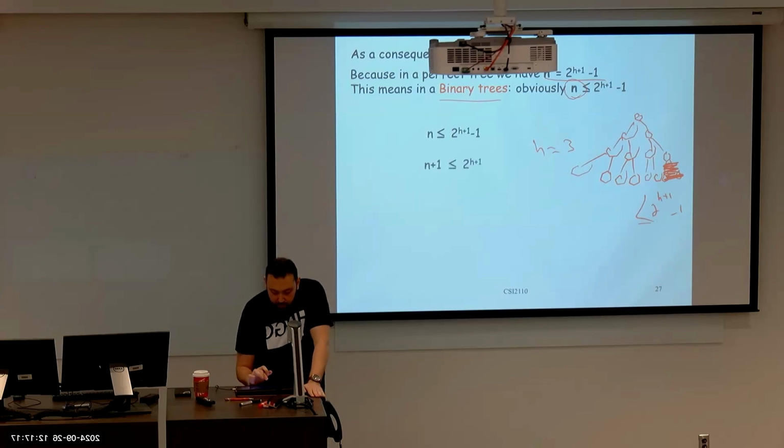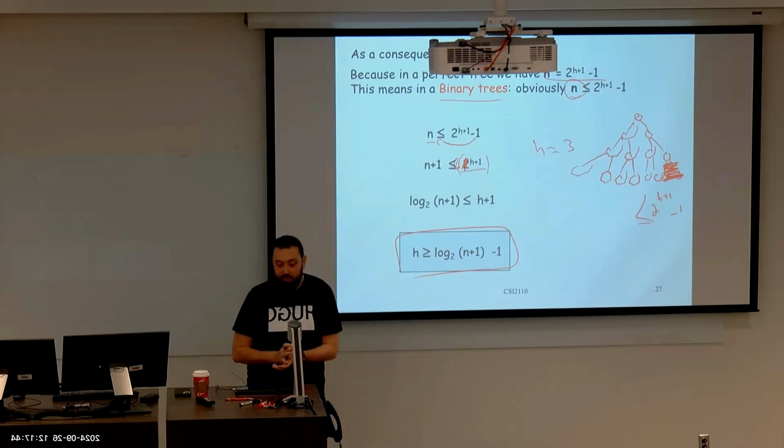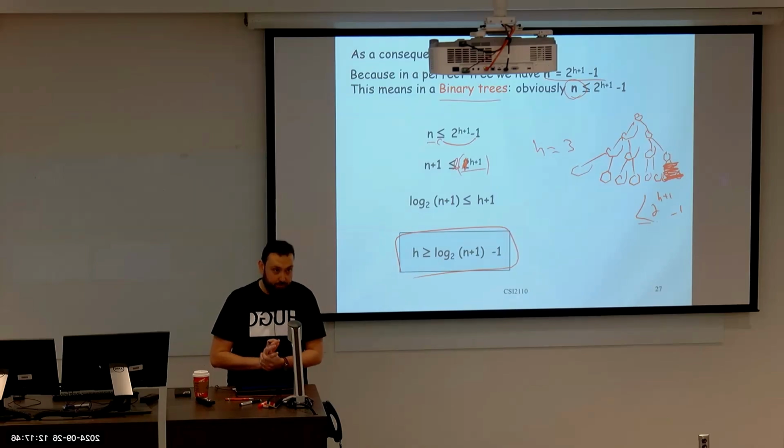Okay. So now, if I do the math, I'll end up with what? In a binary tree, if I have n less than or equal to this, I will just bring the 1 over: n plus 1 is less than or equal to 2 to the power of h plus 1. How can I get rid of this? Log. So I'll have log of n plus 1, and log of this will end up with h plus 1. So I know that h is always going to be greater than or equal to log of n plus 1, minus 1. That means it's going to be what?